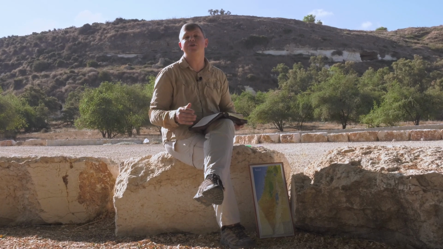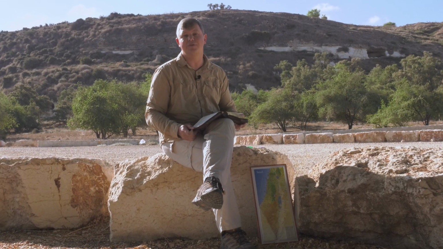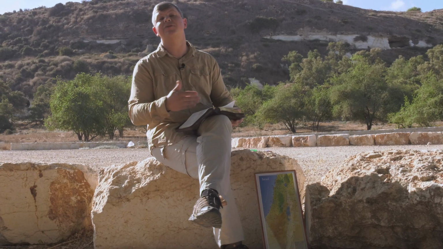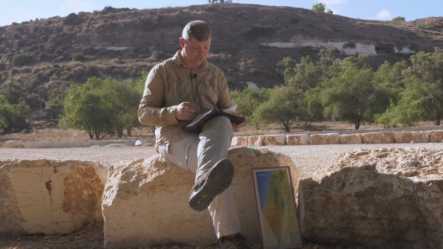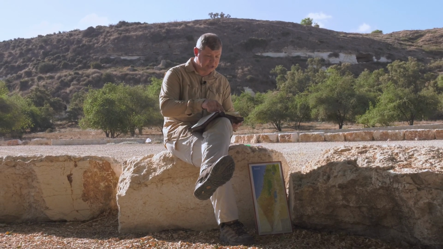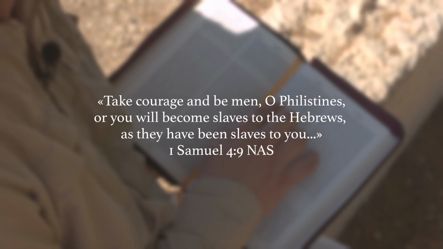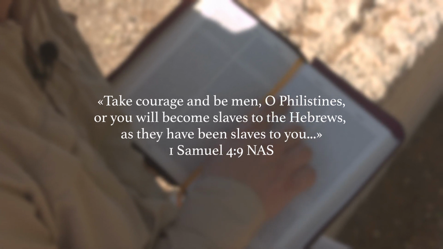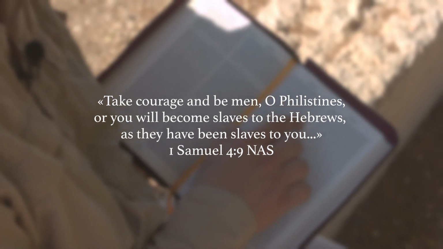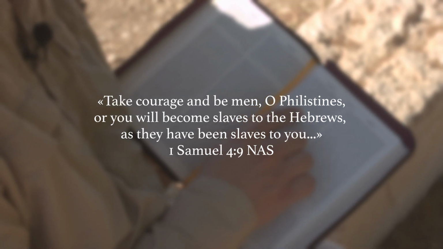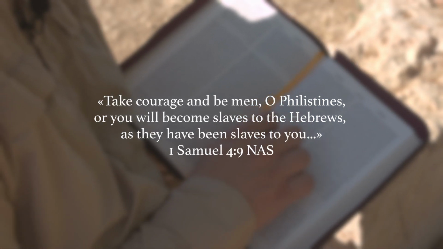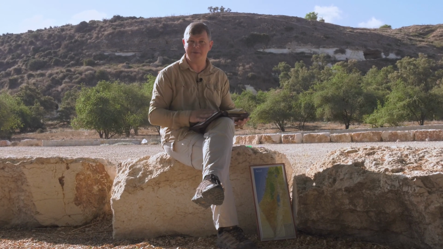So the tactics of the Philistines were very efficient, and in fact they almost enslaved the Israelites. Let's read several passages from the Bible to see what really happened during that time. 1 Samuel 4:9 reads, "Take courage, be a man, O Philistines, or you will become slaves to the Hebrews as they have been slaves to you." So you see that they became slaves.